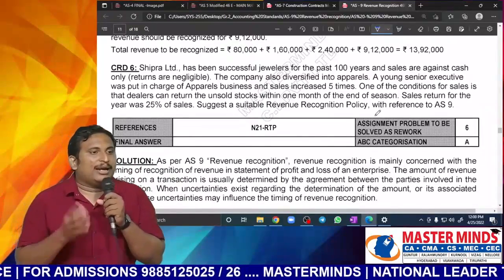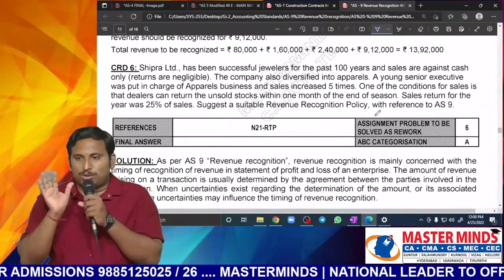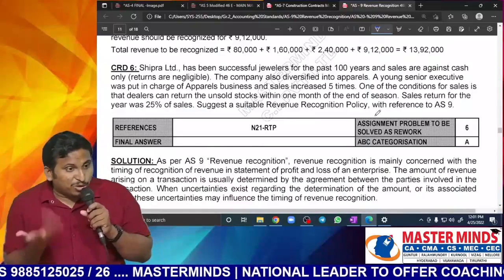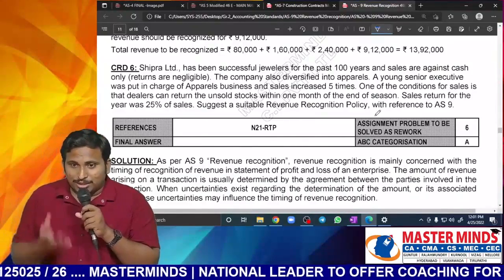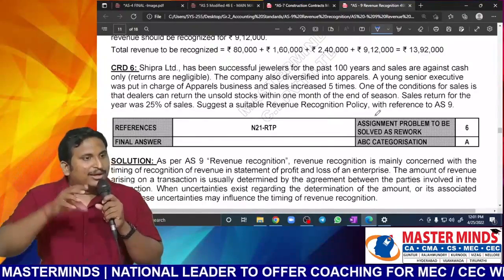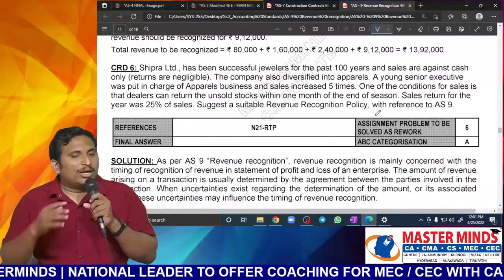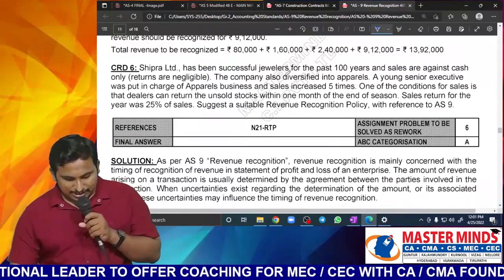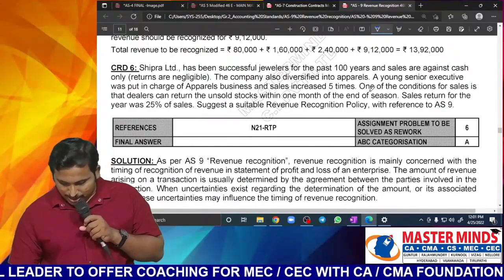Wait till that return period is over, then only please recognize the revenue. Have you understood, sir? Because we don't know within that 1 month how many items our trader or retailer will return back. Only after completion of 1 month will the amount be certain. Is that clear, sir? In this question there will be a scenario.